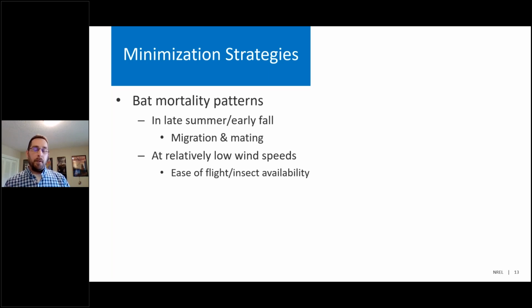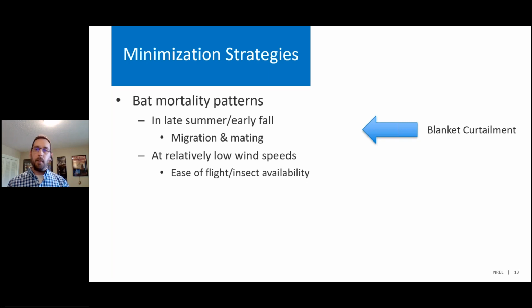On our 7th webinar coming up in a few weeks, we'll dive in more on minimization strategies, but I did want to provide some context because it relates to the patterns and what we've observed over the last 16 years. So what we've seen, for the most part, there are variations, but what we've seen is that bat mortality tends to occur in late summer and early fall. It's only at night when bats are active and under relatively low wind speed conditions. And this is actually very fortunate for us. This, in and of itself, has helped narrow down the time when we might curtail wind turbines.